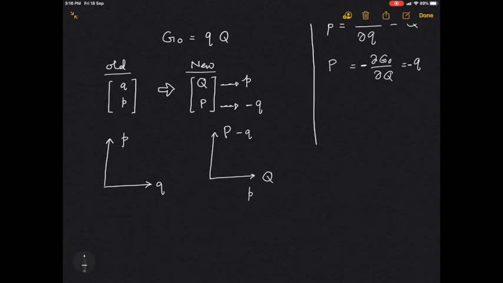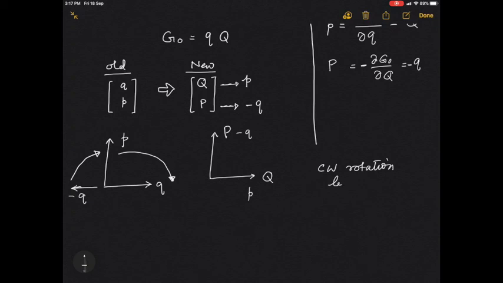And capital P is nothing but minus Q. So this is minus Q. So small q has become capital Q, so this has come here, and minus Q has become P, so minus Q is this line that has gone there. So this is a clockwise rotation. This essentially is a clockwise rotation by pi by 2, 90 degrees.